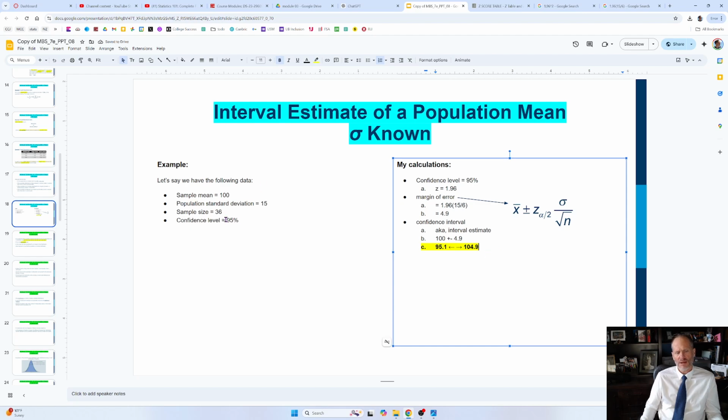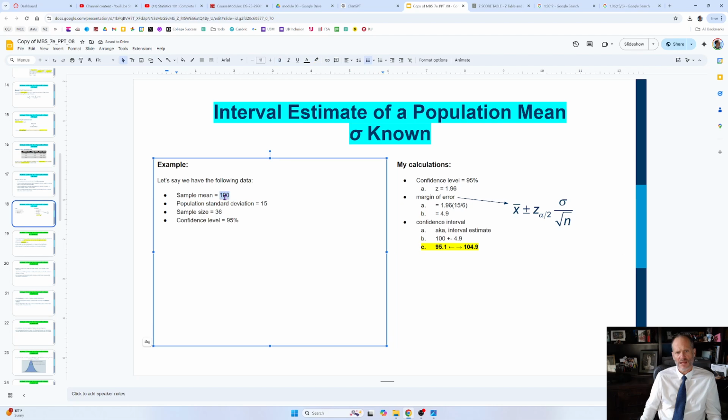So with 95% confidence, based upon the sample that we did and the sample mean that we got, knowing our population standard deviation, with 95% confidence, the estimate we have through our sample will include the population mean. So the population mean will be between, with 95% confidence, these two values.